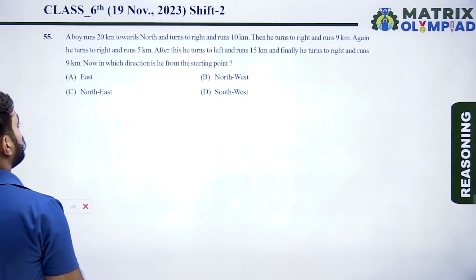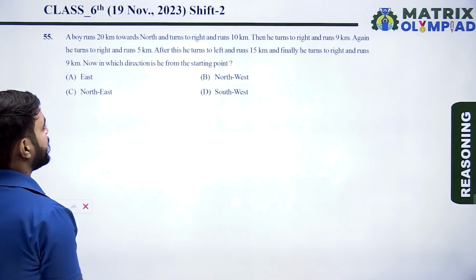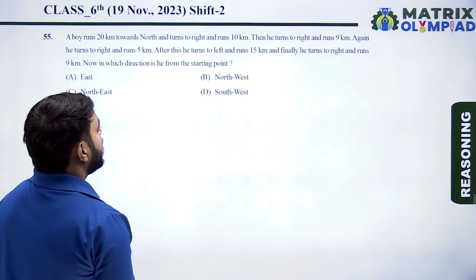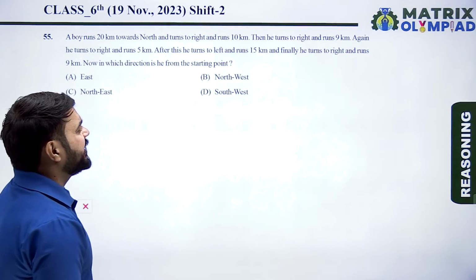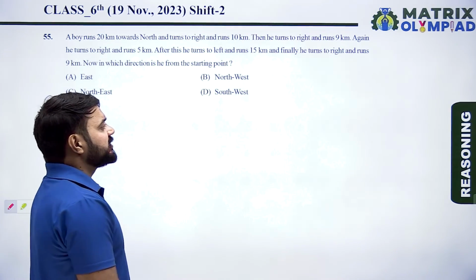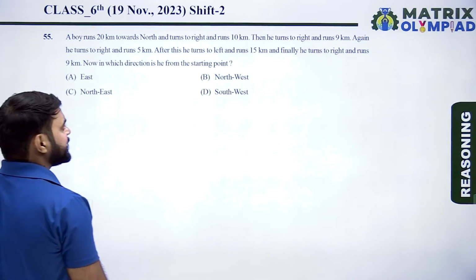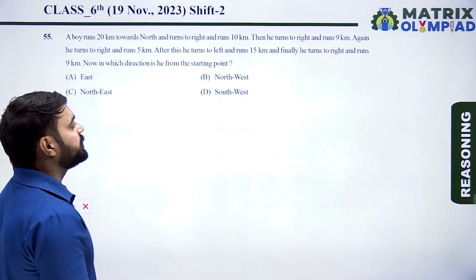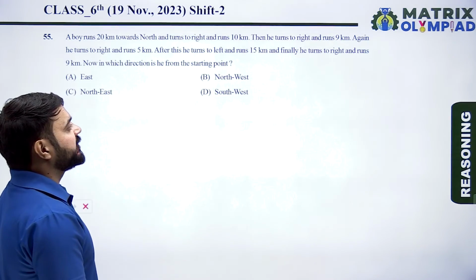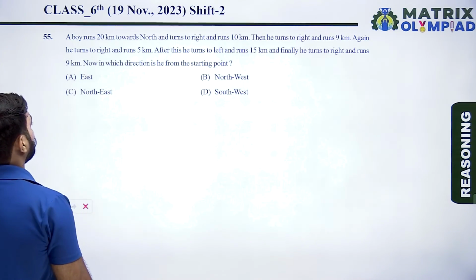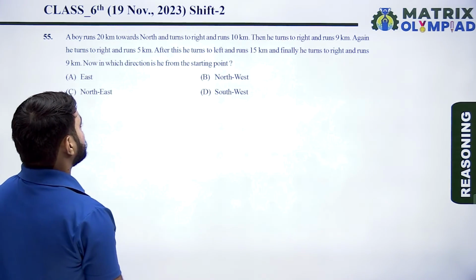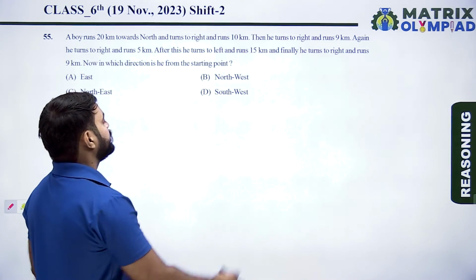A boy runs 20 kilometers towards north and turns to right and runs 10 kilometers. Then he turns to right and runs 9 kilometers. Again he turns to right and runs 5 kilometers. After this he turns to left and runs 15 kilometers. And finally he turns to right and runs 9 kilometers. Now in which direction is he from the starting point?